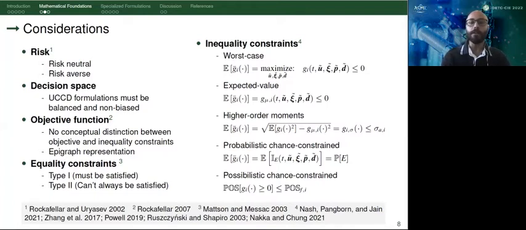Finally, we might encounter two types of equality constraints in a UCCD problem. We might have type 1 equality constraints. Those are constraints that must be satisfied regardless of the presence of uncertainties. So for example, the dynamics of the system or the laws of physics must be satisfied whether or not we have uncertainties in the system. The second type are type 2 constraints, and these cannot be satisfied when uncertainties are present.